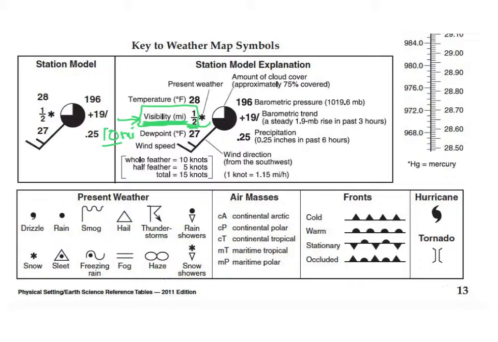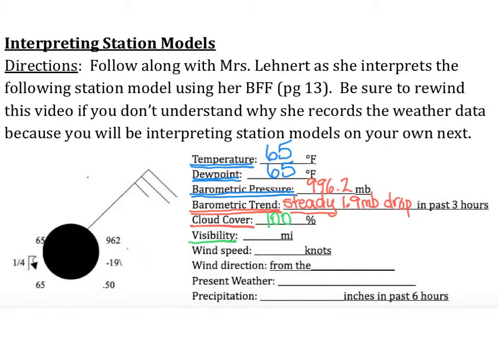So let's see what it is for our visibility on our example. Visibility on our example is right here, and that is 1/4, which means we can see 1/4 of a mile. So that's not very far, which kind of makes sense. It's cloudy, so maybe it's raining, and so maybe we can't really see very far.